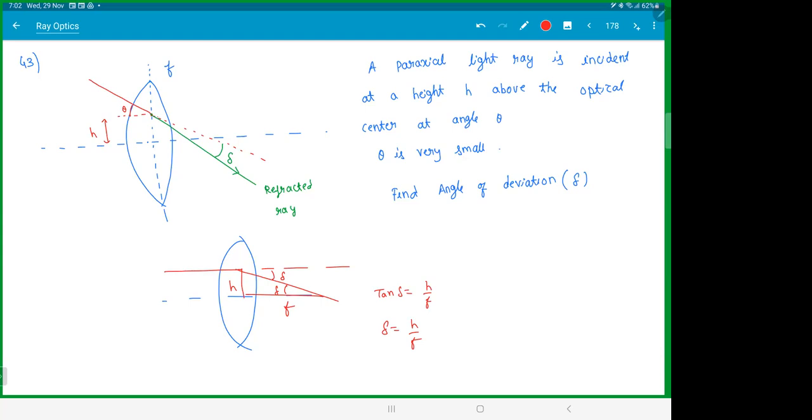What else? Actually, his answer will come. But what else? What if I put h is equal to 0? Then the light ray will pass through the optical center. Then what's the deviation? 0. You're getting it? So in the options, I'll put h is equal to 0 and I'll see who is giving me deviation 0. One or two options will remain.